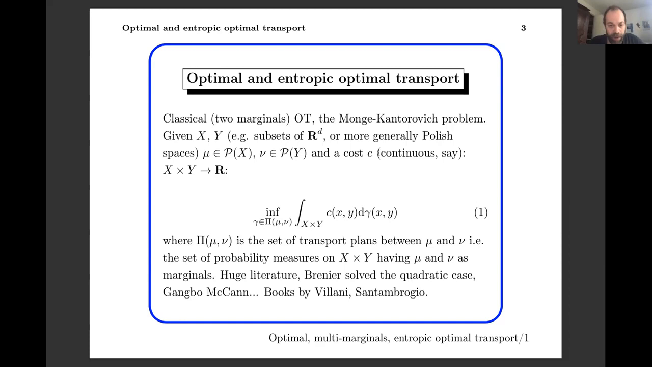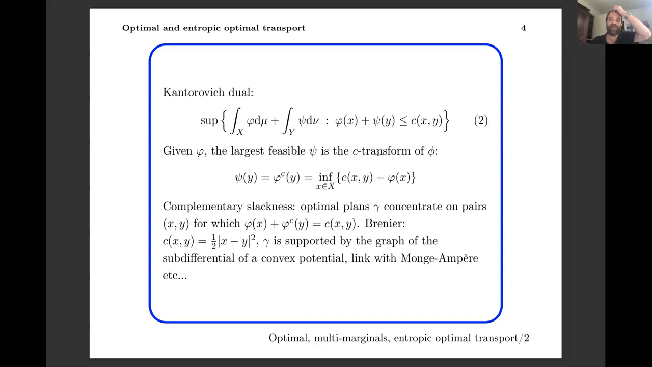And of course, a cornerstone of the theory and a useful tool is duality. The Kantorovich duality formula tells us that this is linear programming, so it also comes in dual form, looking for potentials phi and psi which maximize the average of phi against mu plus the average of psi against nu, with the restriction that the direct sum of phi and psi is less than the transport cost. Given a phi, you look for the optimal psi, which is the largest admissible one, and you end up with the standard c-transform notion.